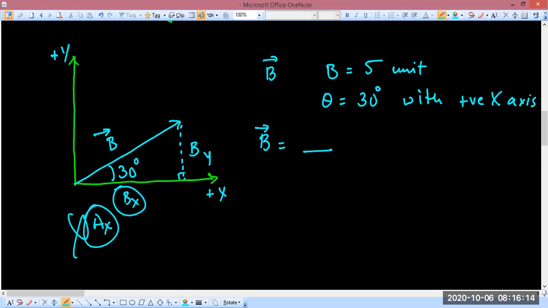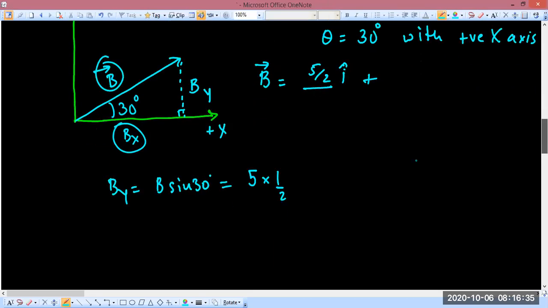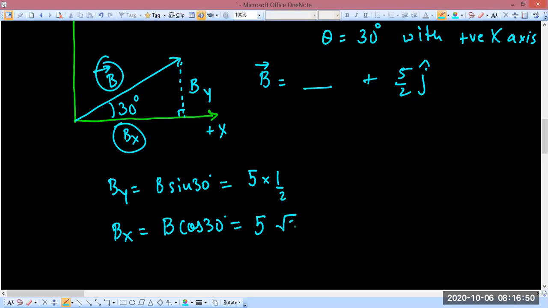This is wrong because this has name B. So it should be B's X component. Okay, BY and BX. So now this is going to be BY is equal to B sine 30 degree. Clear? So that is going to be 5 into 1 by 2, that is 5 by 2 I caret plus. Now for J caret that, sorry, I made a mistake, I'm sorry. Okay. So this is what we get.